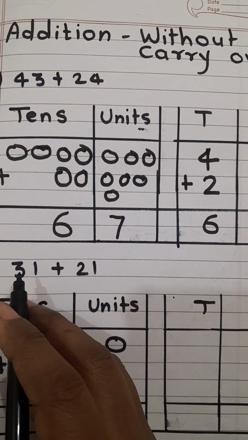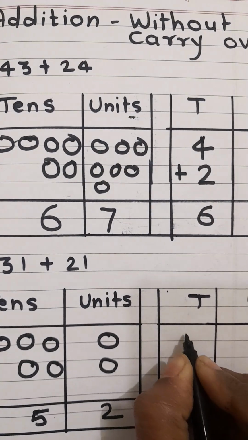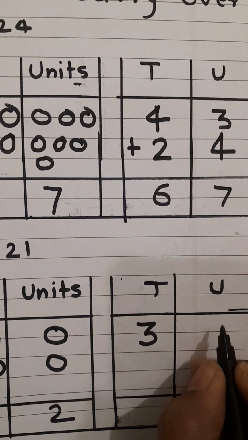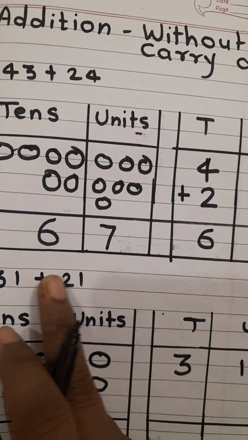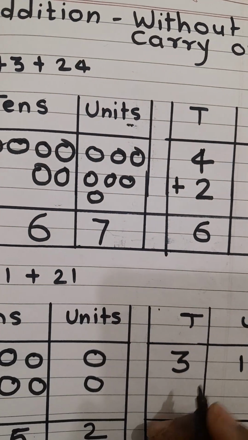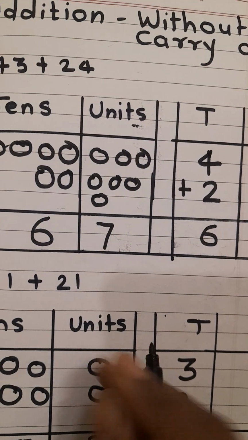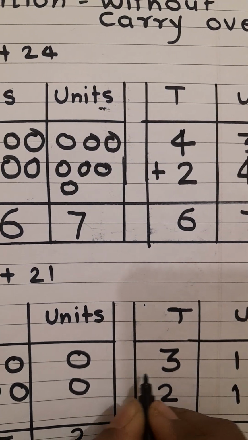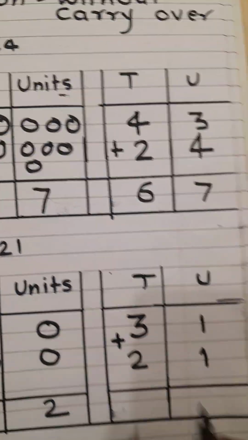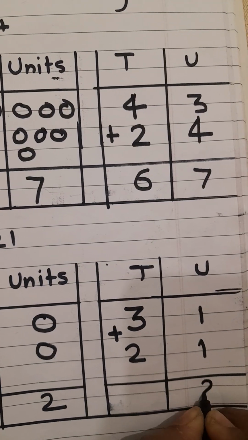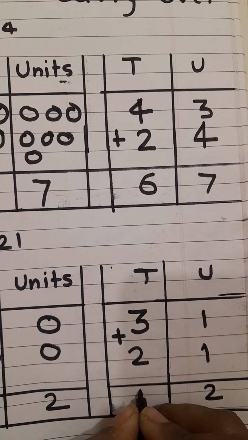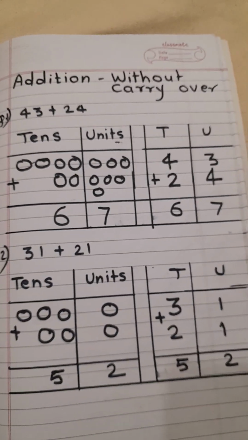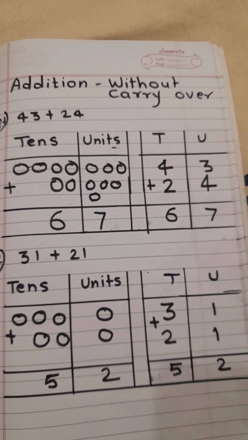Okay, how many tens are there? 3, so you have to write the number 3. And how many units are there? 1, so you have to write the 1 here. How many tens are there? 2, so you have to write 2. Then how many units are there? 1, so you have to write number 1. Then 1 plus 1 is 2 and 3 plus 2 is 5. Then answer is 52. And this is the simple method for addition without a carryover.